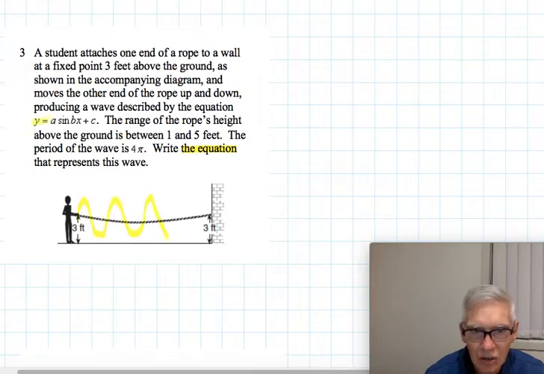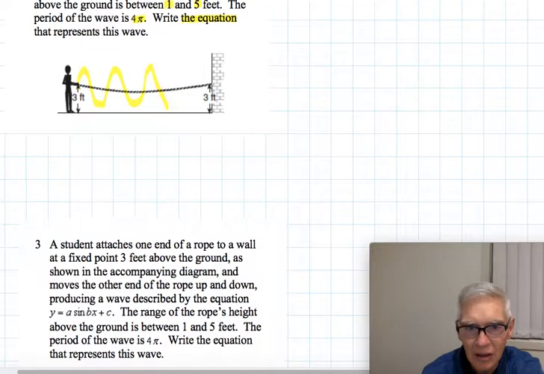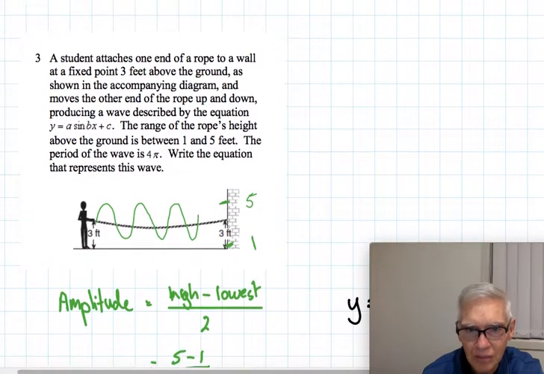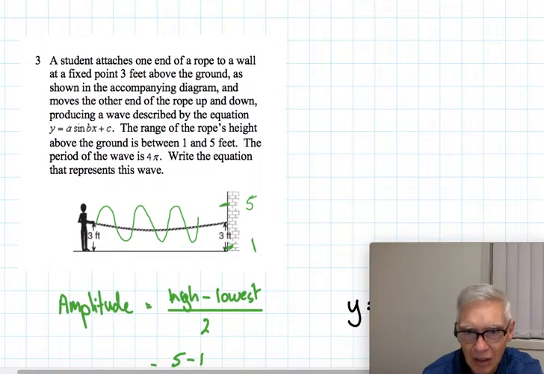And here's your formula: y equals a sine of bx plus c. And it ranges between 1 and 5 feet. Now those are important. Those are the maximum and minimum, and the period of the sine wave is 4 pi. So there's the question. We see the rope goes up and down. The highest value is 5, the lowest value is 1.